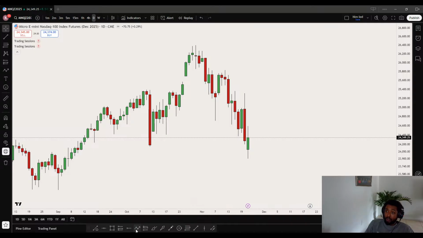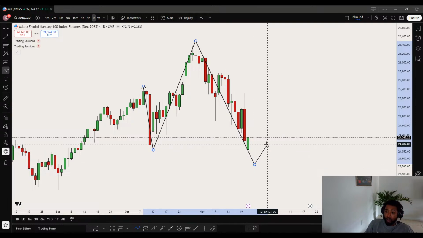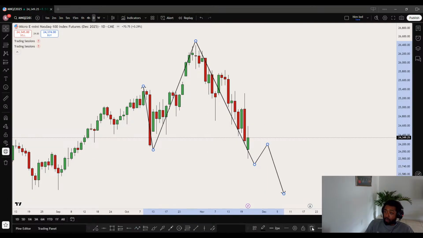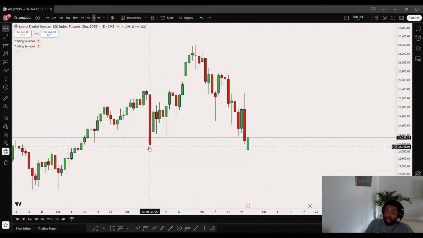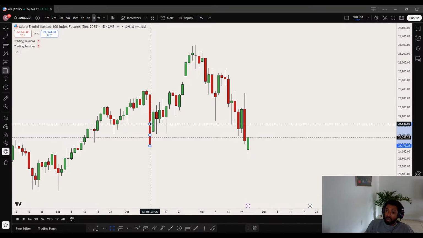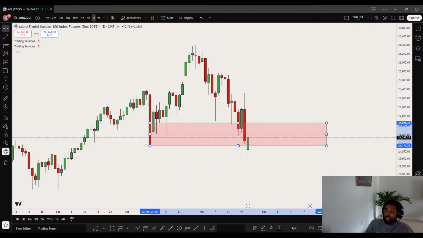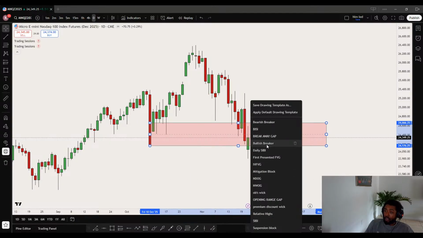Let me draw it out again. We have a high here, we have a low, we have a higher high, lower low. So for a breaker, the most sensitive part is that last bearish candle, which will be here. So this is the bearish breaker right here on a daily. Bearish breaker.